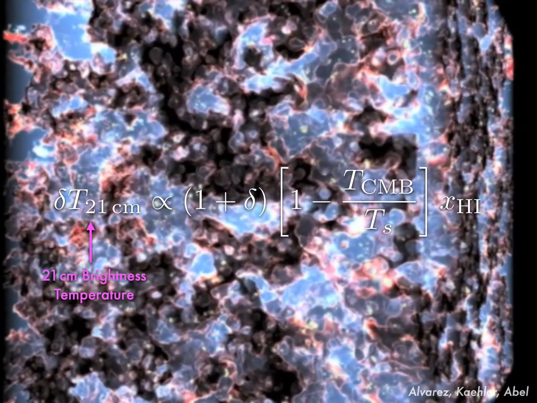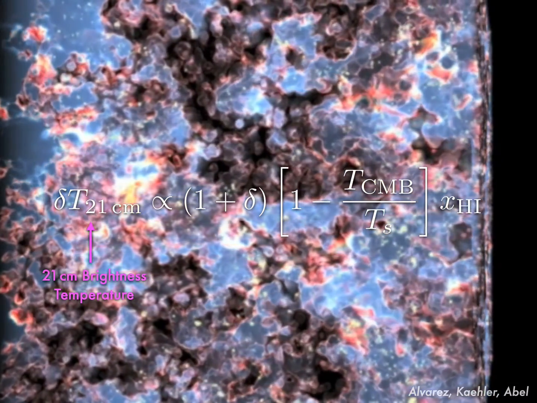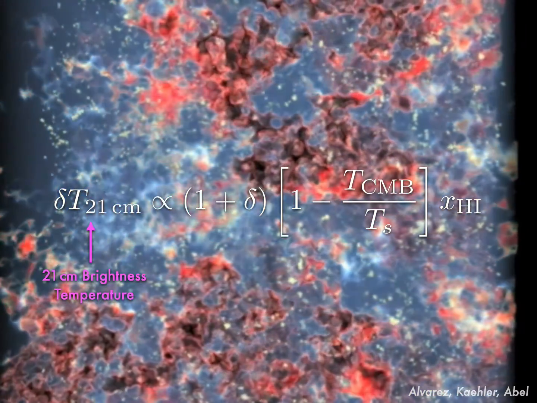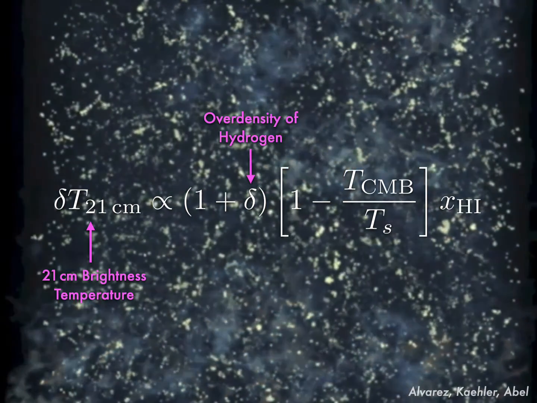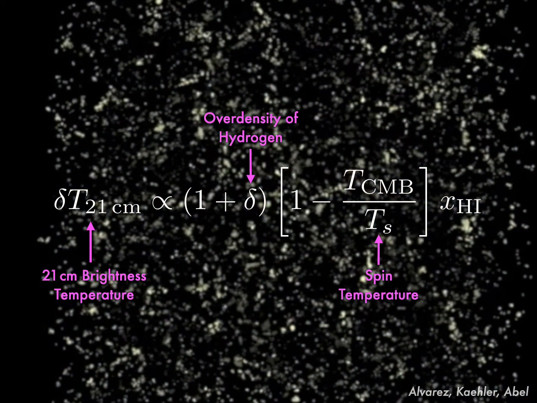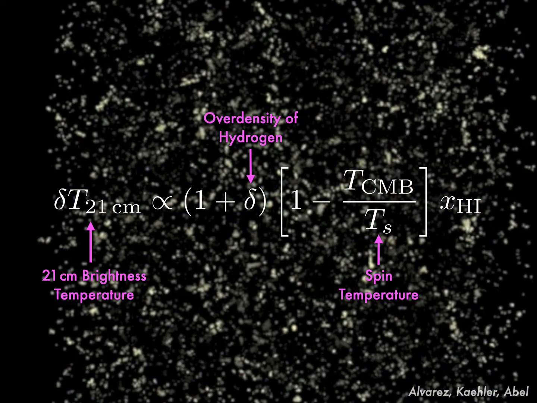And from the perspective of 21 centimeter, what we're measuring is the 21 centimeter brightness temperature, which is a relative temperature compared to, generally speaking, the CMB. And it tells us about the overdensity of hydrogen. It tells us about the spin temperature of hydrogen, which is the relative fraction of hydrogen in the spin triplet and spin singlet states, and then it tells us about the neutral fraction.